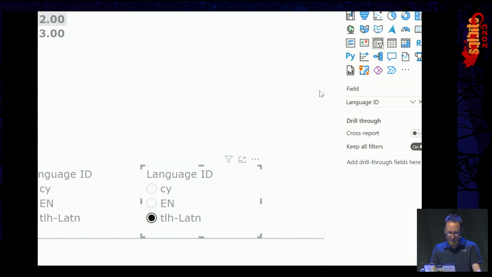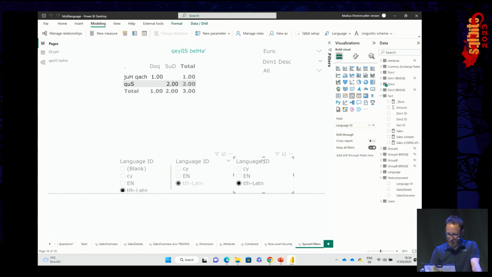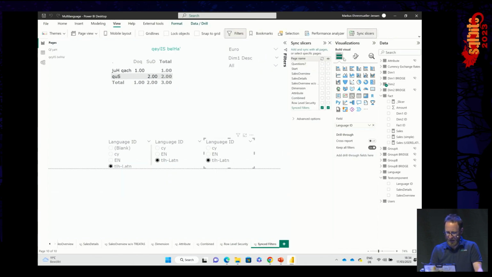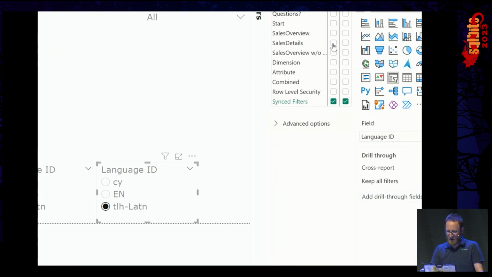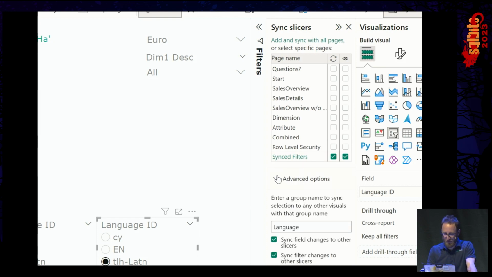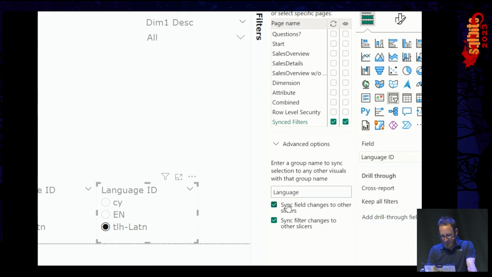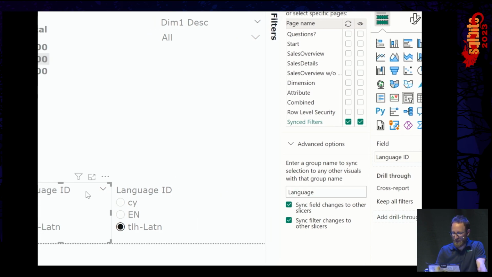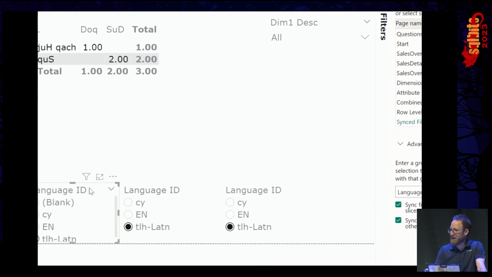And you can keep them in sync, like slicers on one page, as many of you already know, but for everybody else, it's under View, and then I have this Sync slicers, and it's hidden. As always, the interesting stuff is hidden in the advanced options. So that's advanced options, and the important part here is you can put in any text you want. So I call it language. And I made sure that I put in the same text for the other slicers. And this makes the trick.